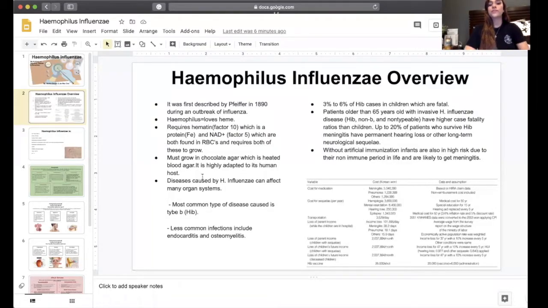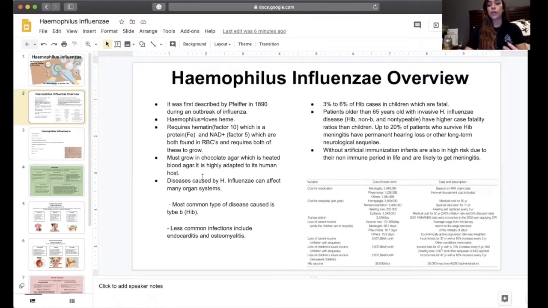Okay, so it was first found in 1890 during an outbreak of influenza. And Haemophilus just means that it loves heme. It does require hemin, factor X, which is a protein, iron, and NAD plus, factor V, which are both found in RBCs. And like I said, it is required in order for Haemophilus influenzae to grow.